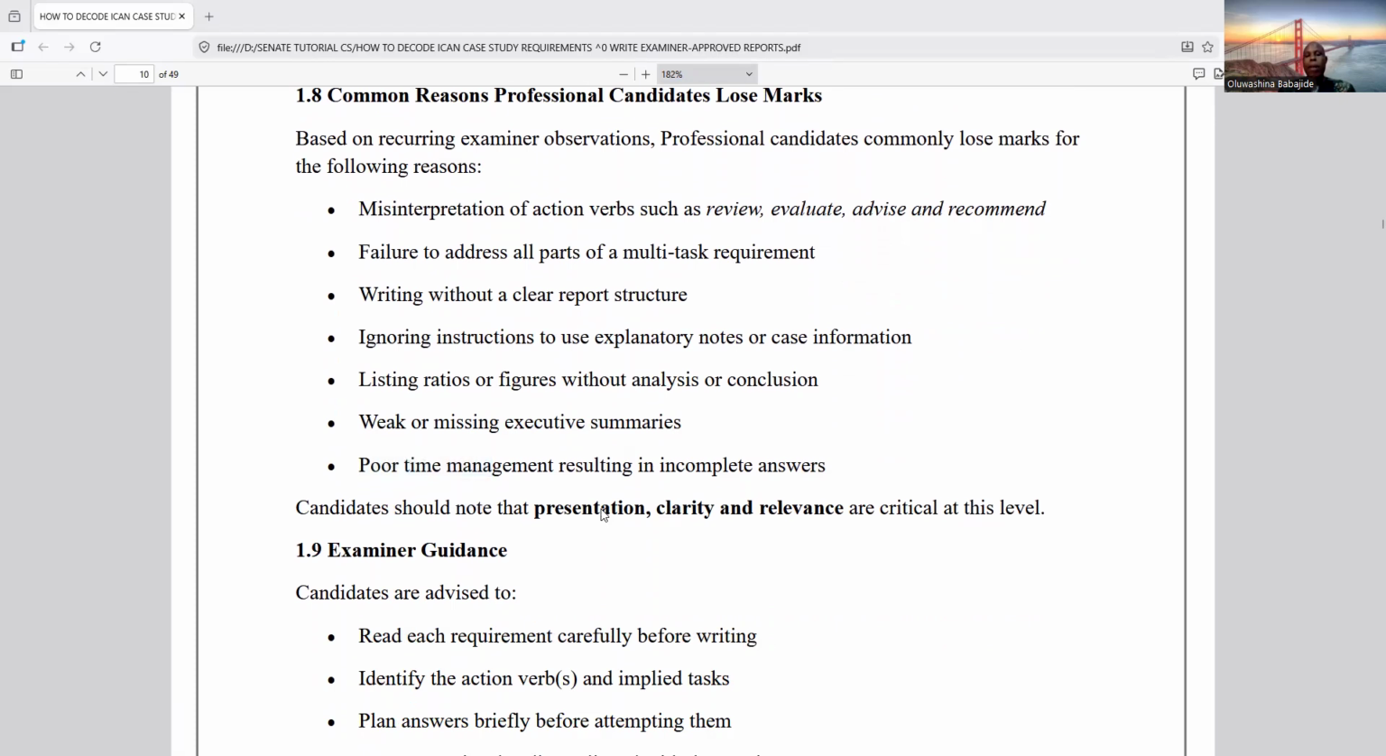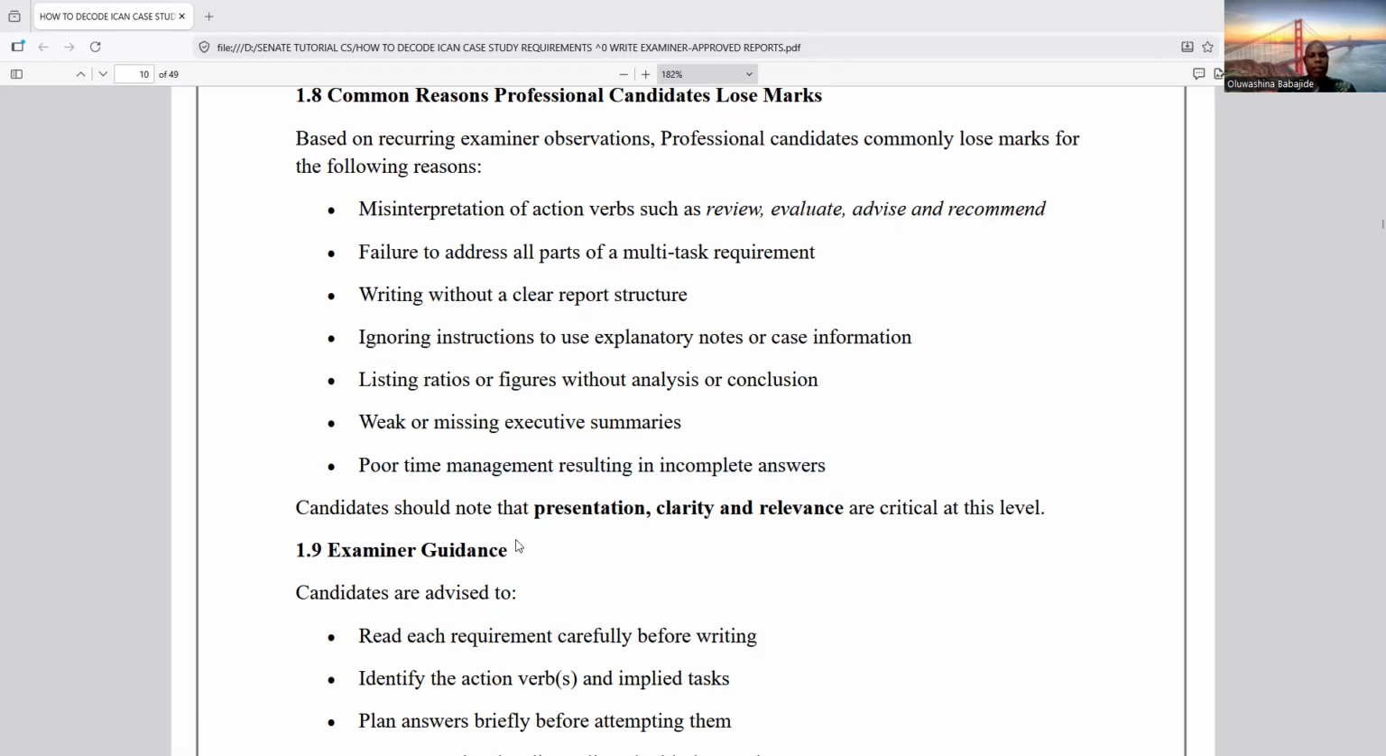Then, poor time management results in incomplete answers. Many students fail from this angle also. As we go on, I'm going to show you how you can manage your time effectively for this case study. Even if you cannot finish, at least you will finish 80% to 85% of all your requirements. I will teach you this. Even when the past questions come out, I will still do the analysis of how you can do everything on that. Just keep following our channel and try to join our WhatsApp group so that you can get the updates.